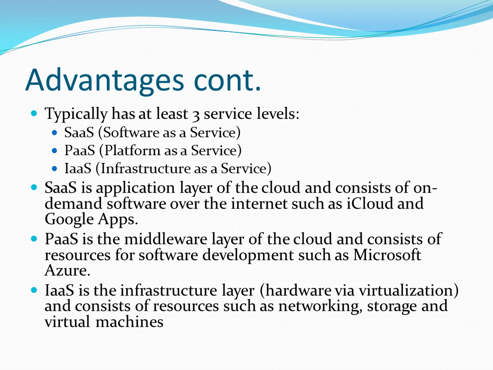In cloud computing, there are typically three service models: software as a service, platform as a service, and infrastructure as a service. Software as a service refers to the application layer of the cloud and consists of on-demand software over the internet, such as iCloud and Google Apps.